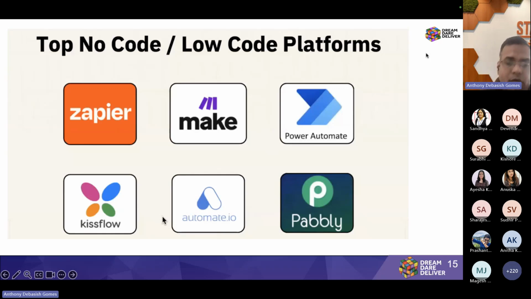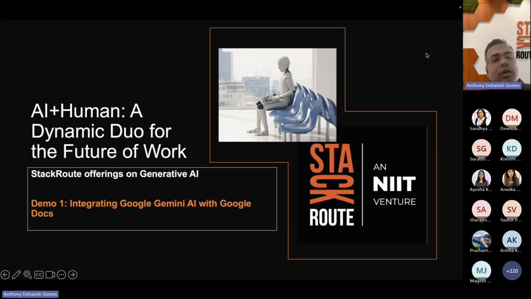So out of all of this, we will create AI automation using Make. And I'm going to demonstrate first what we are going to do. We have two automation pieces that I'm going to demonstrate. Out of that, I'm going to show you first quickly what we are trying to do. The first one is integrating Google Gemini AI with Google Docs.